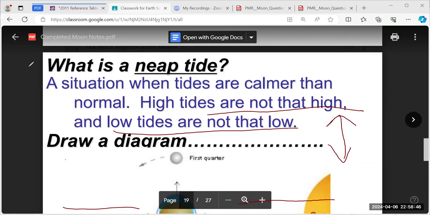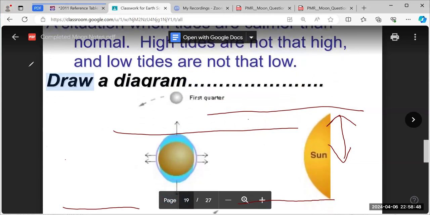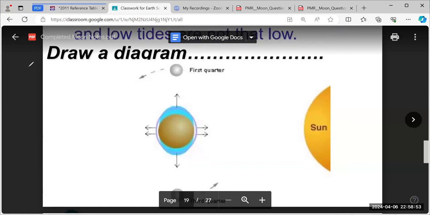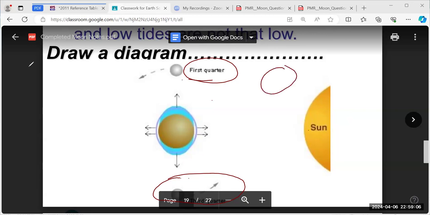And so in a neap tide, we learn right here, neap tides occur during first quarter moon and third quarter moon phases. And look at the position of where the sun is and where the moon would be. First quarter moon and third quarter moon phases are basically where you have half of the moon that's being lit up.